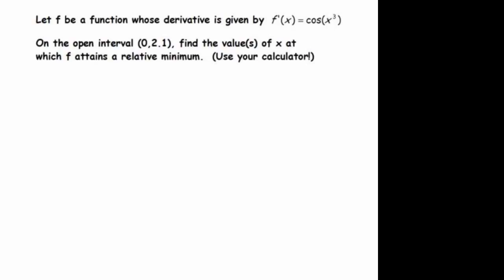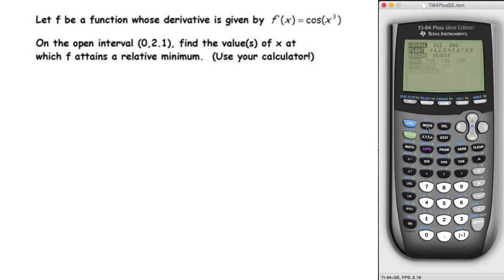So you're going to want to take out your calculator and actually plug that in. Make sure you're in radian mode. Type cosine of x cubed. Okay, and then when you're done with that, go adjust your window and make your x min 0 and your x max 2.1.